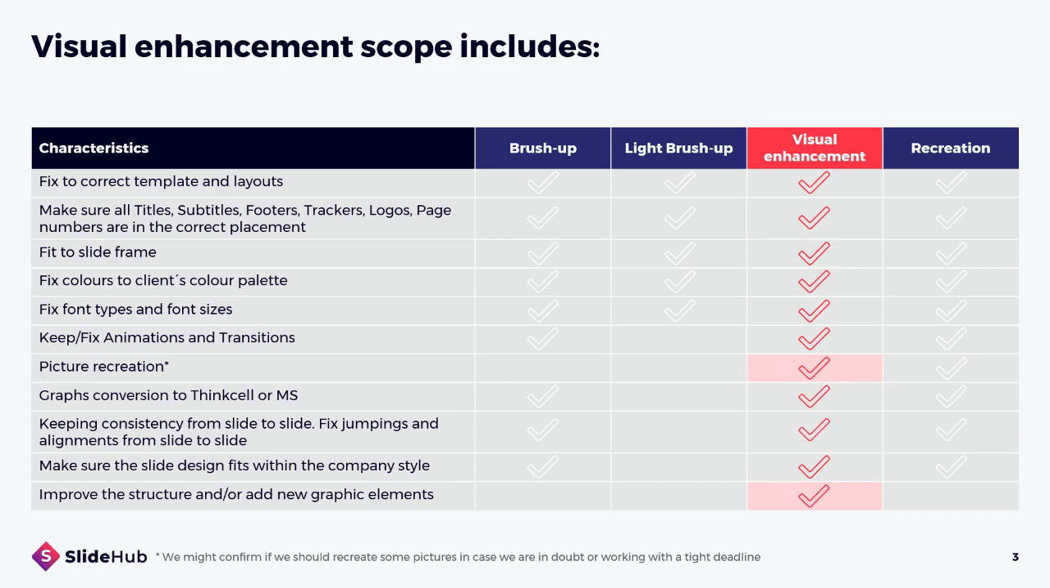We would keep consistency from slide to slide. We would fix any jumpings and alignments from slide to slide. We would make sure the slide design fits within the company style, and we would improve the structures or add any new graphic elements. So as you can see in this table, visual enhancement includes all the points from brush up.